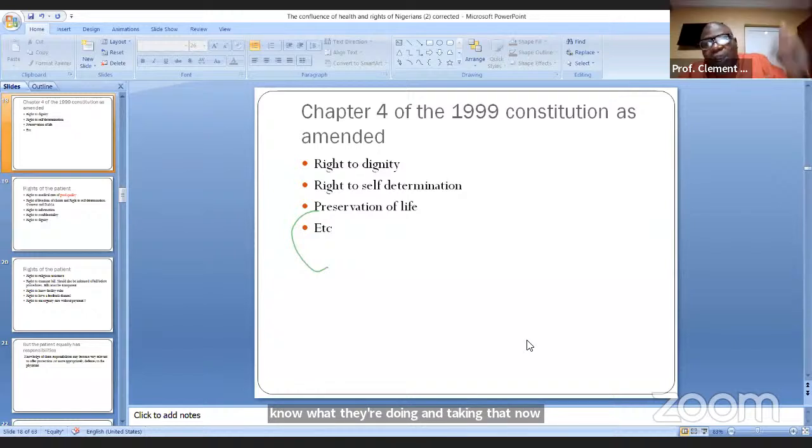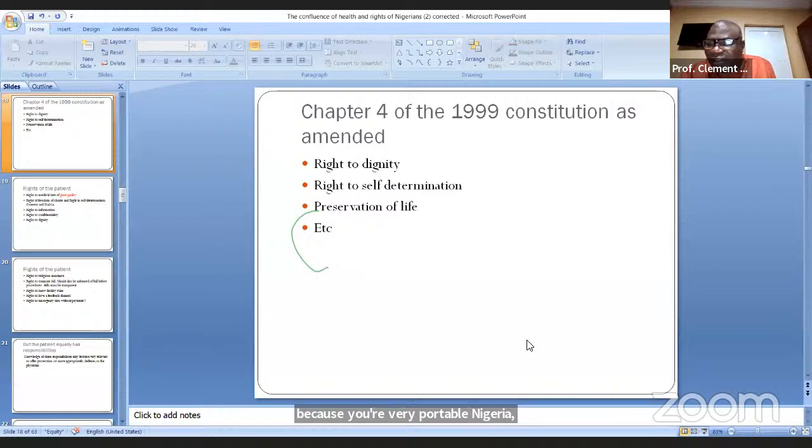Now, we said some were pulled out from the Constitution of the Federal Republic of Nigeria as amended. For example, in chapter 4 of that Constitution, you will see that every Nigerian is entitled to be treated with dignity anywhere, whether in the hospital, in the offices, or in government public places. You have the right to self-determination. The Constitution says nobody can take your life, except, of course, to serve maybe a death sentence. If it's not a death sentence and somebody takes the life of somebody, then that person has gone against the Constitution, and that doctor can be taken off.